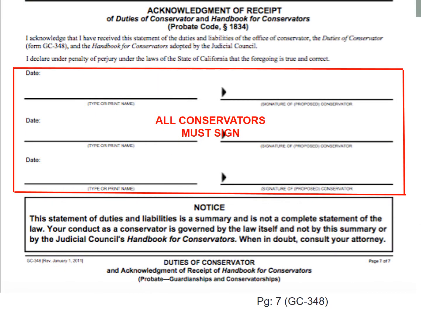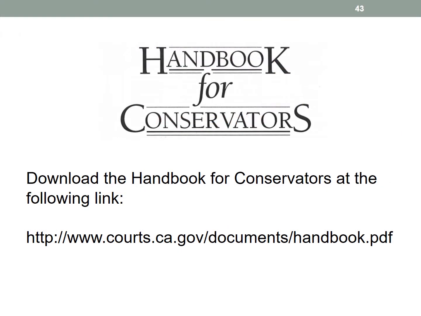On page 7 of Form GC-348, there is a place for each conservator to date, print their name, and sign. Each conservator must also download the handbook for conservators. You can download a copy of the Conservator's Handbook at the link shown on the screen.